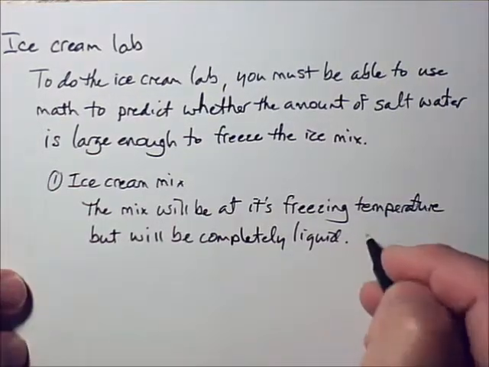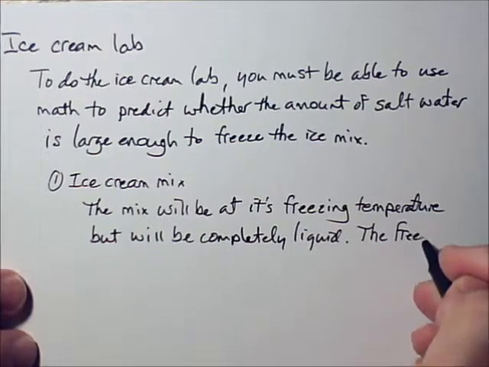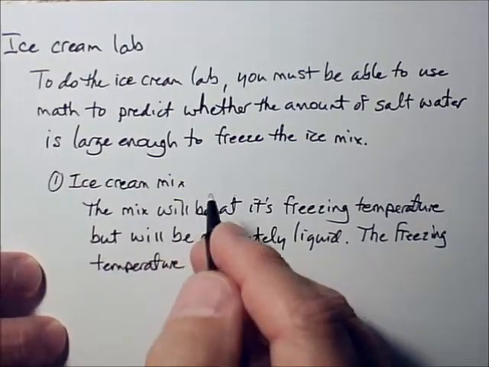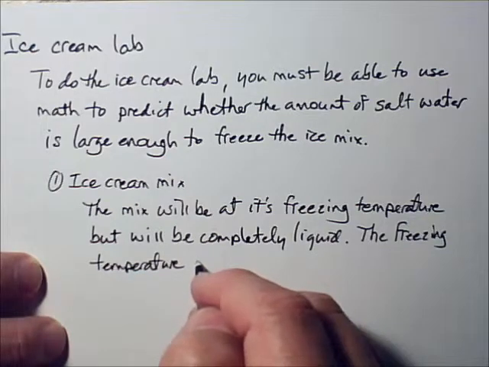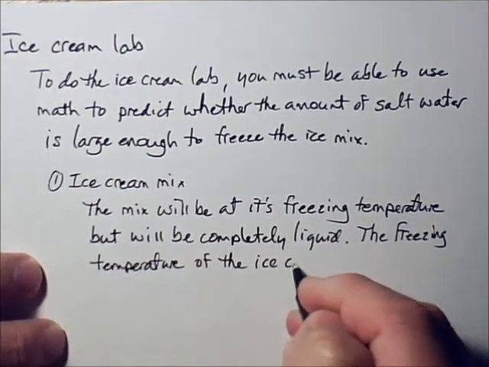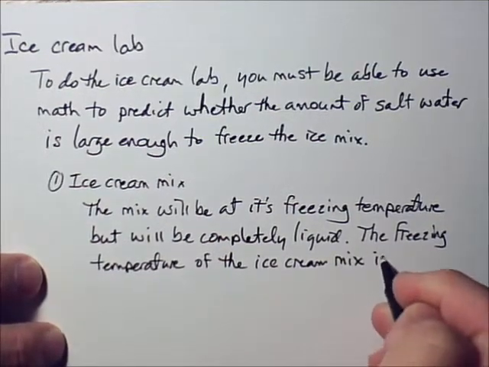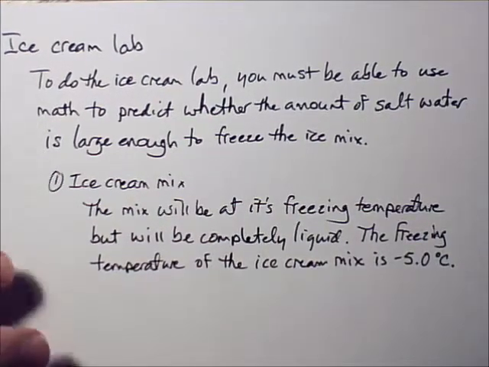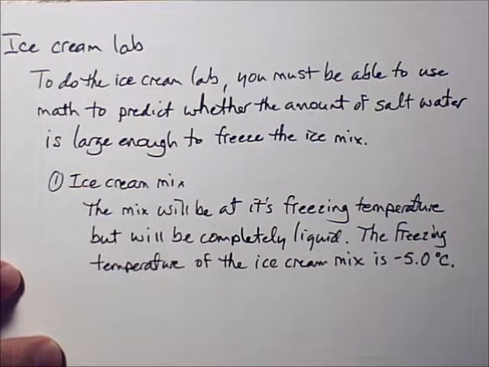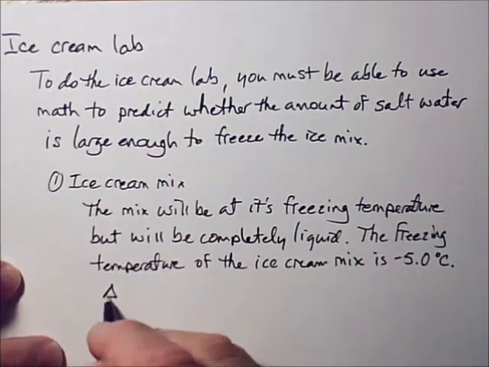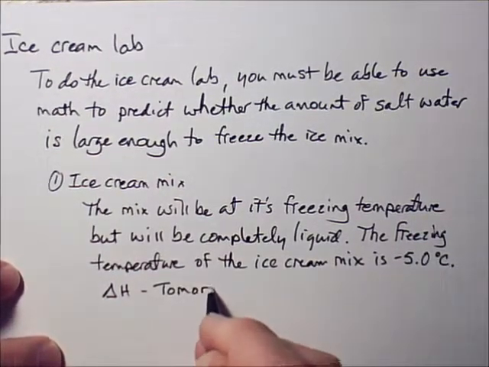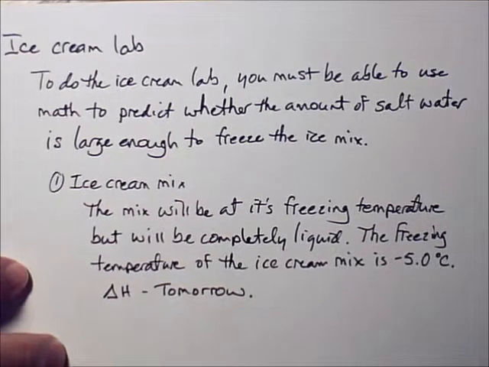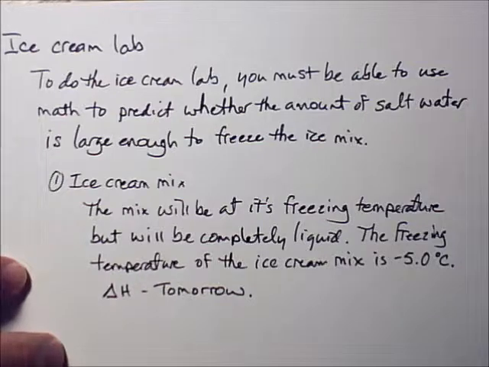None of it has started to freeze at the point that we start, at least in our calculations. I'm going to tell you now the approximate freezing temperature of the ice cream mix is negative 5.0 degrees C. I will give you the delta H tomorrow. I already have it, but I'm waiting until tomorrow to give you the values that you plug in.